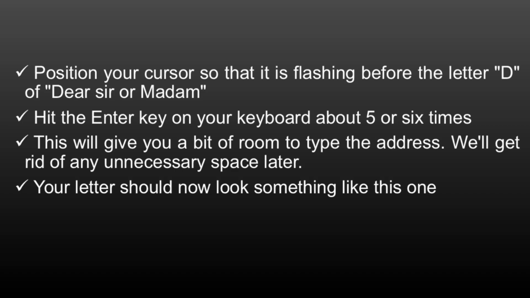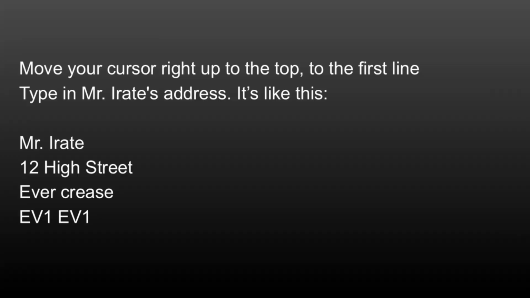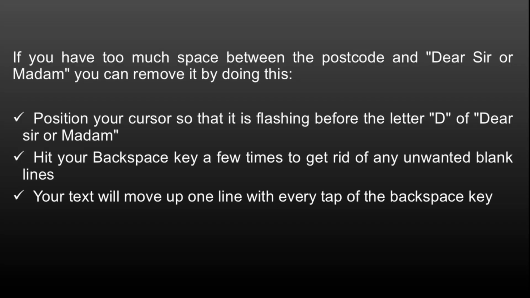Your letter should now look something like this one. Move your cursor right up to the top, to the first line. Type in Mr. Irate's address. It's this. Mr. Irate, 12 High Street, Evercrease, EV1 EV1. If you have too much space between the postcode and Dear Sir or Madam, you can remove it by doing this. Position your cursor so that it is flashing before the letter D of Dear Sir or Madam. Hit your backspace key a few times to get rid of any unwanted blank lines. Your text will move up one line with every tap of the backspace key.